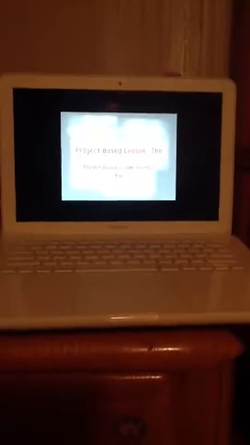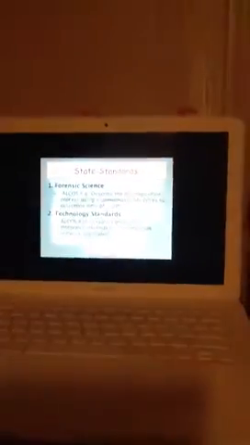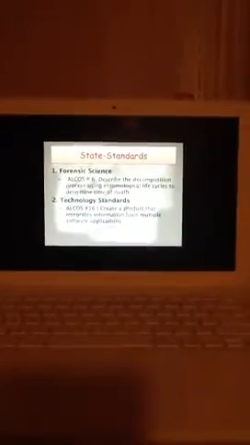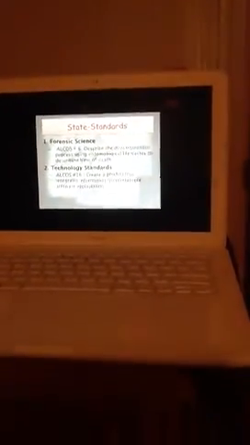Okay, I wanted to talk briefly about a project-based assessment, or a project-based lesson, that I have done for my class. The particular lesson was dealing with the Casey Anthony murder trial for forensic science. Here I have my state standards, the forensic science standard. I also have my technology standards for the state of Alabama.